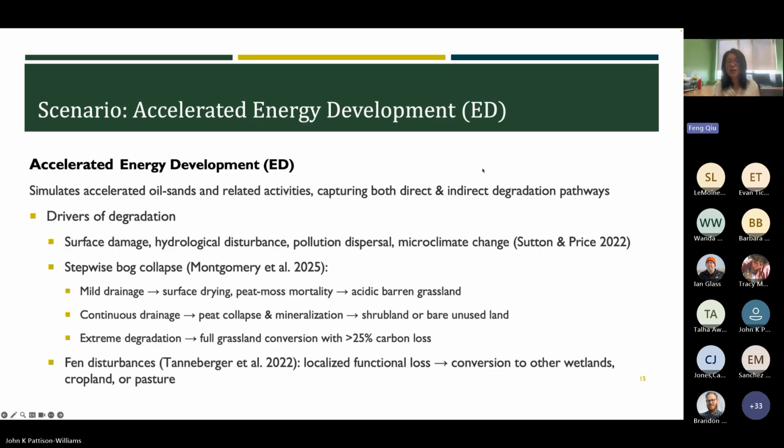And for the accelerated energy development, we try to simulate the degradation, both the direct impact of these accelerated human activities on peatland and other natural land, and also the indirect impact, for example, the drainage impact, on potentially a change of peatland to grassland and to shrubland. So based on the literature, we impose this kind of indirect ecosystem degradation as well. The specific assumptions are on the next page, please.